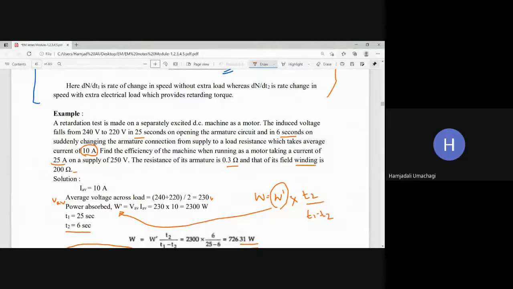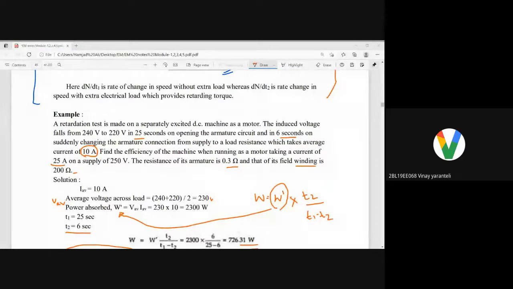Check whose phone mic is on. 25. Check whose mic is on. Because here I am getting disturbance. Vinayak, ask him to mute his phone mic. Just send the message to him.